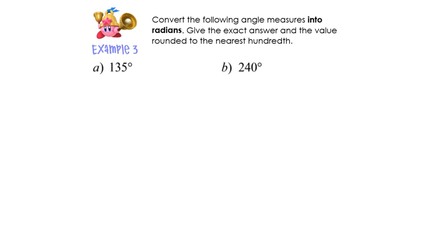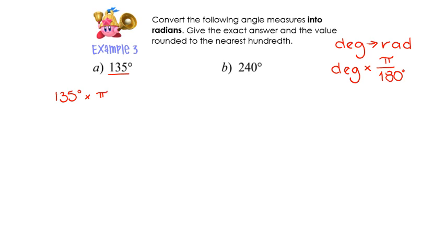Example 3. Convert the following angle measures into radians. Give the exact answer and also the value rounded to the nearest hundredth. So the general rule, if you want to go from degrees into radians, is start with your angle in degrees, and then you will multiply it by a ratio of pi over 180. So for 135 degrees, I'm going to multiply it by pi over 180, which will give me the numerators multiplied together, which will just give me 135 degrees times pi up top, and then on the bottom 180 degrees.